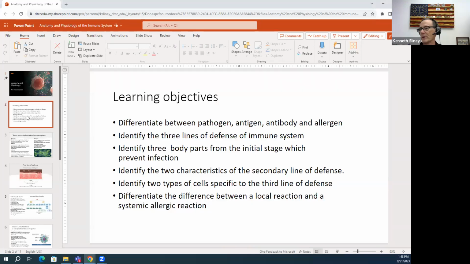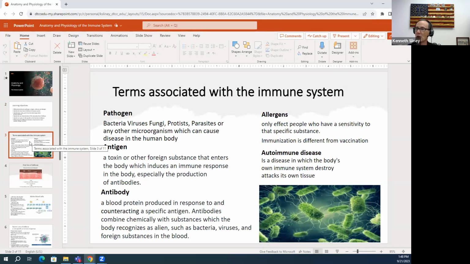So today our learning objectives are to differentiate between a pathogen, an antigen, an antibody, and an allergen. Identify 3 lines of defense in the immune system. Identify 3 body parts from which initial stage prevention of infection. Identify 2 characteristics of the secondary line of defense. Identify 2 cells specific to the 3rd line of defense, and differentiate between a local reaction and a systemic allergic reaction.